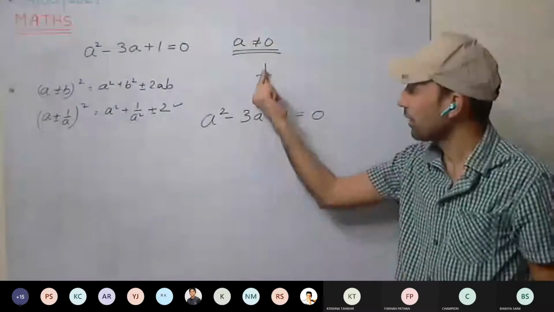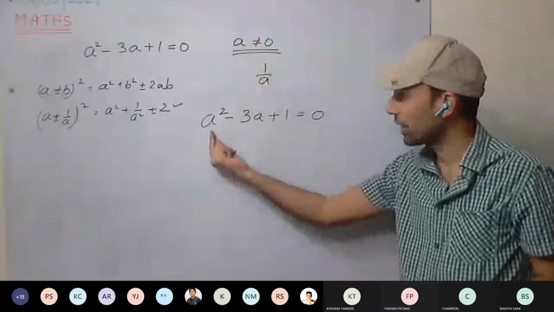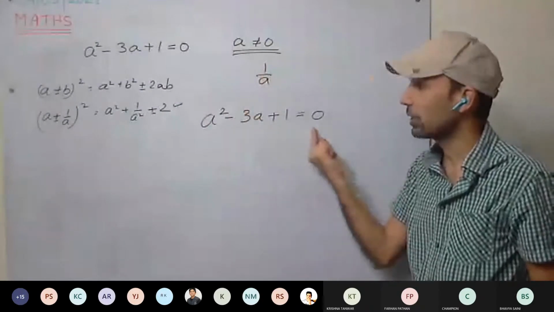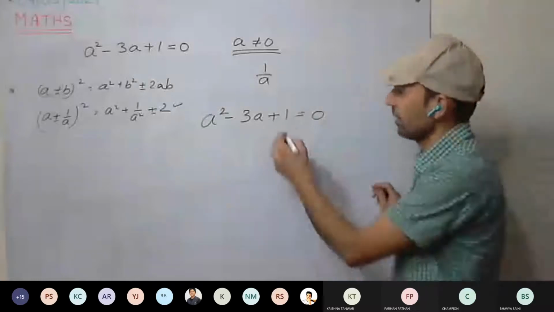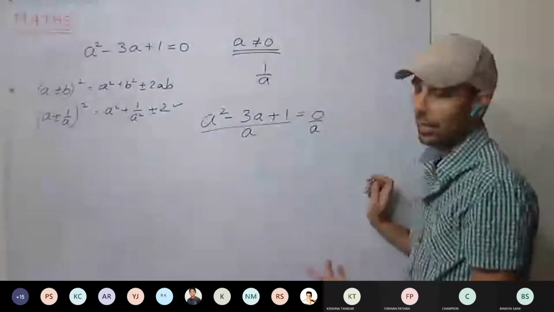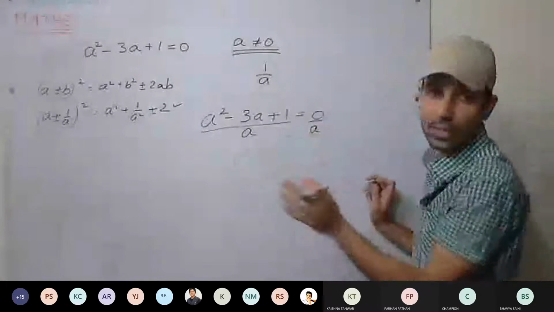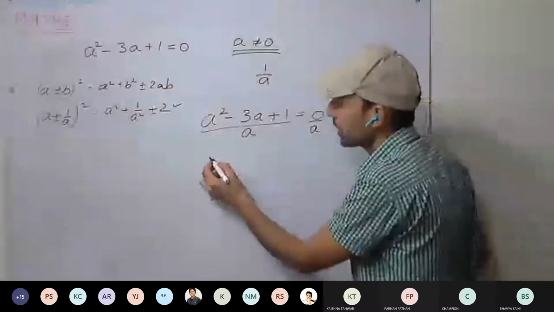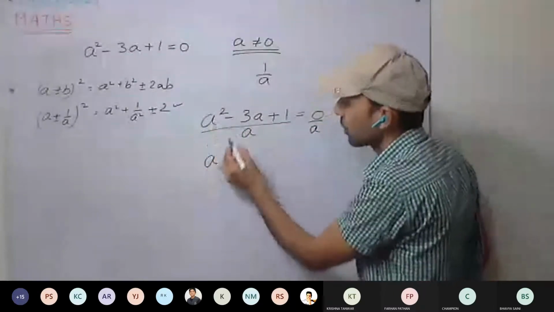Now, if I have to insert a 1 by a term, if I divide the whole equation by a, can I divide both sides by a? Nothing will change. And a not equal to 0, so we won't get undefined also. Solve this one.